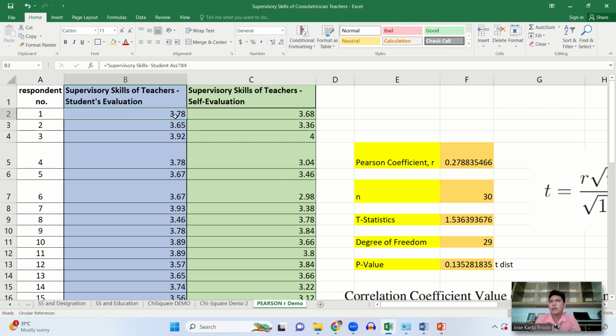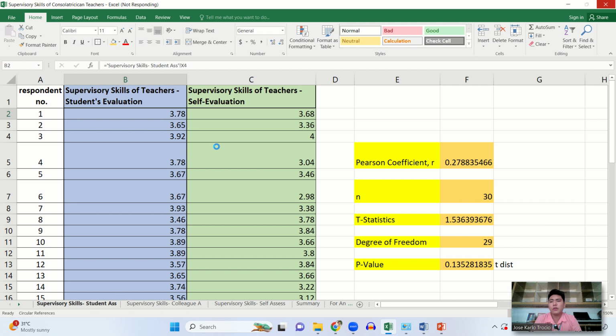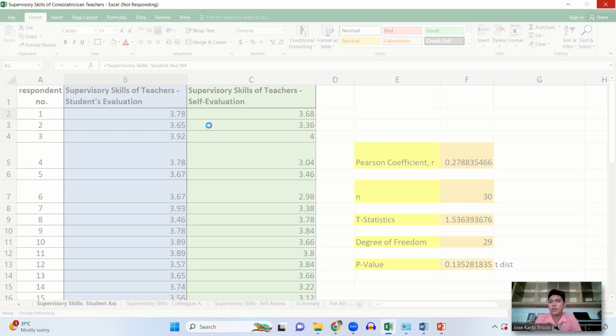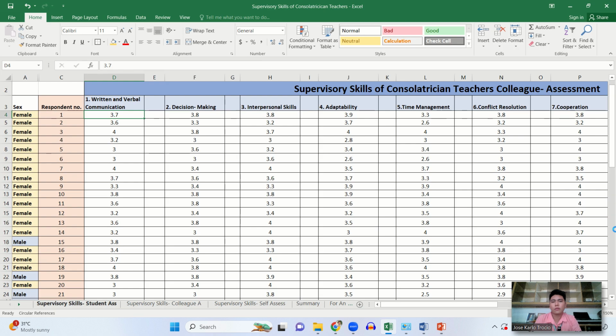So again, you are just going to go back to the survey questionnaires. For instance, I have here a data. Students' evaluation. Okay. Respondent number 1. For the student evaluation, you have 3.78, and for the self evaluation, you have 3.68.